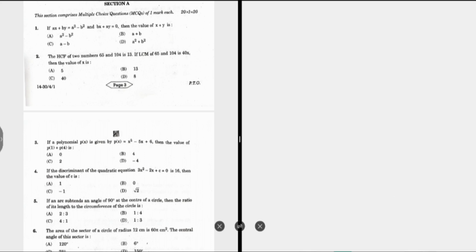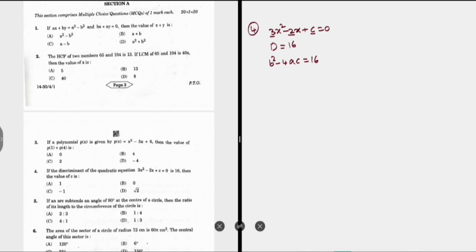Question number 4. In question number 4, the equation is given: 3x square minus 2x plus c is equal to 0, and the discriminant is also given. Discriminant we represent with capital D, that is given as 16. So what is the discriminant formula? We have to use the discriminant formula here, that is b square minus 4ac is given as 16. In this, what is b? Minus 2. b is minus 2, a is 3, c is c itself.